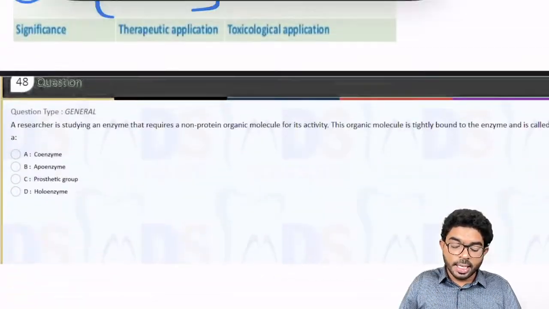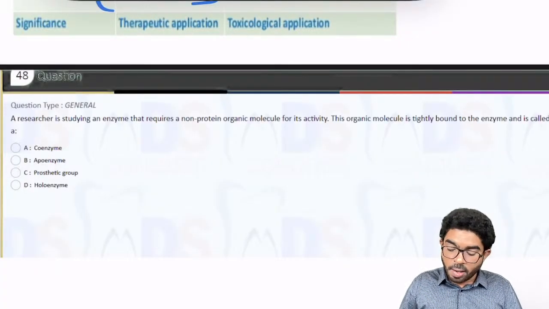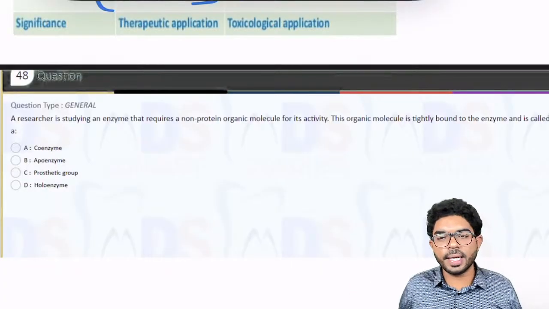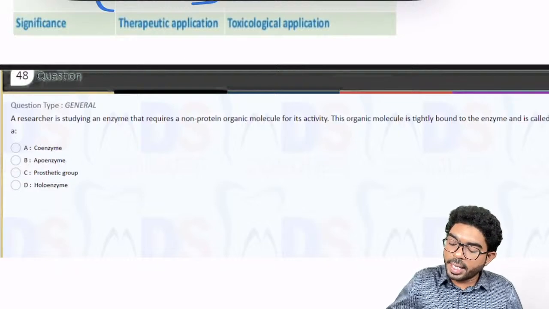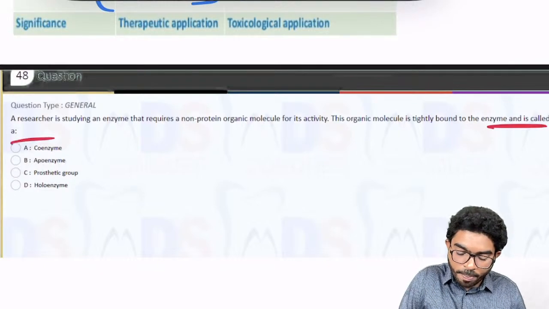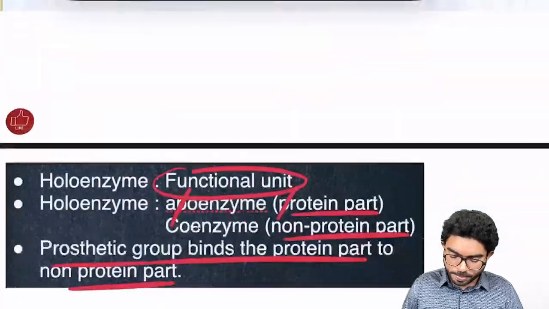Now the question is, a researcher is studying an enzyme that requires a non-protein organic molecule for its activation, because your coenzymes are going to activate the enzyme. This organic molecule is tightly bonded to the enzyme by a prosthetic group. So the protein part to the non-protein part is basically handled by a prosthetic group.